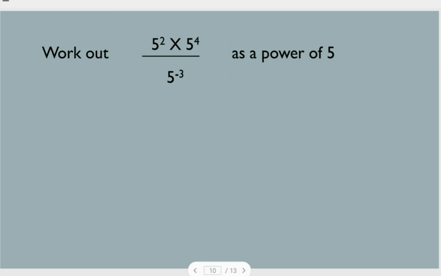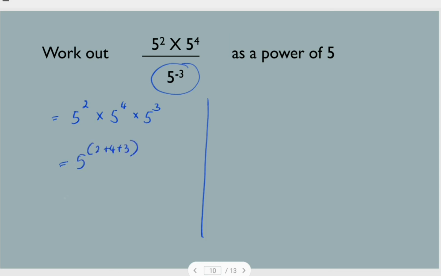Right. On this one, again I'm going to convert this minus sign into a positive one. 5 to the power 2 into 5 to the power 4 into 5 to the power 3. So I have converted it into a positive sign by taking the reciprocal, and I can just add the values together. 2 plus 4 plus 3. So 5 to the power 9 would be my answer.